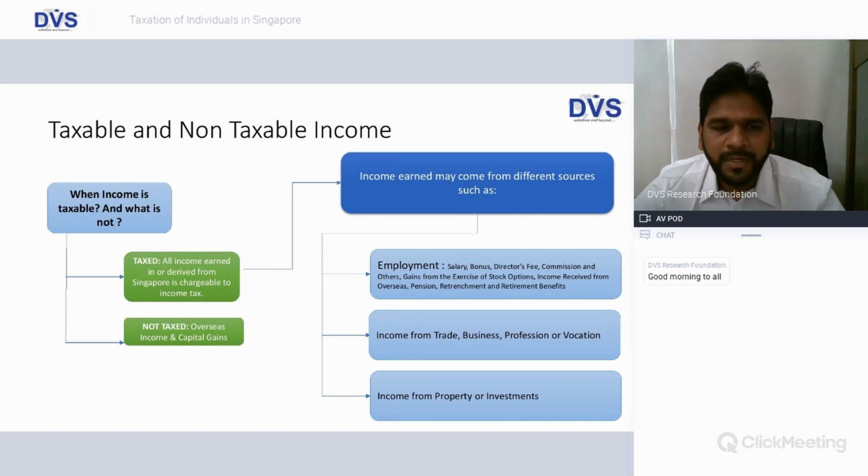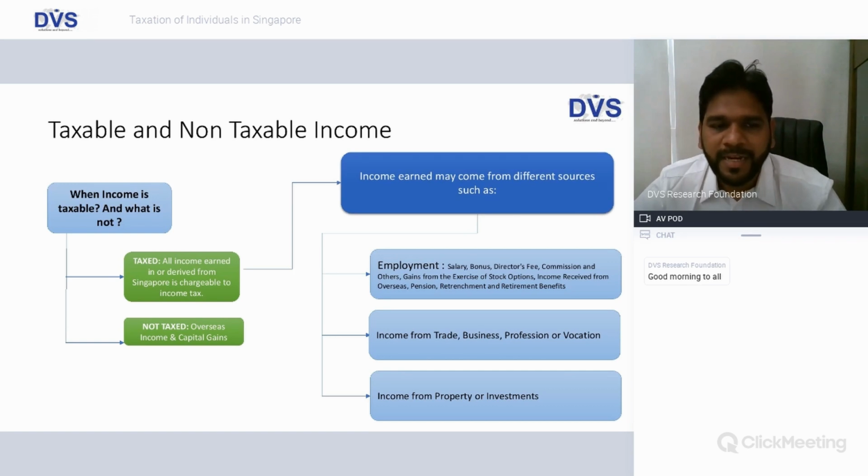So all income earned or derived from Singapore is chargeable to tax in Singapore. Of course, there are two exemptions. One is overseas income, which is received in Singapore after satisfying certain conditions, which we'll be looking at at a later stage. And capital gains income is exempted from taxation in Singapore.